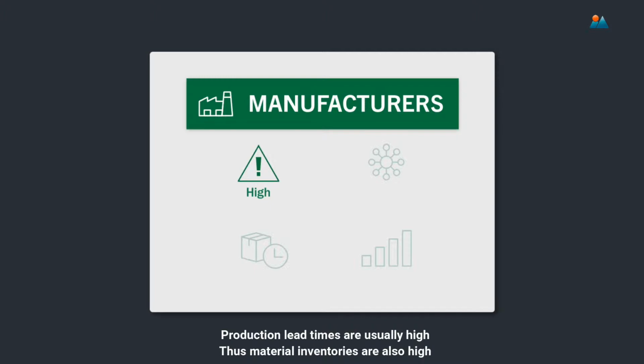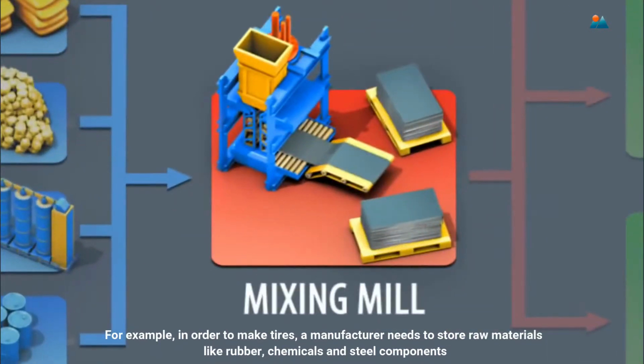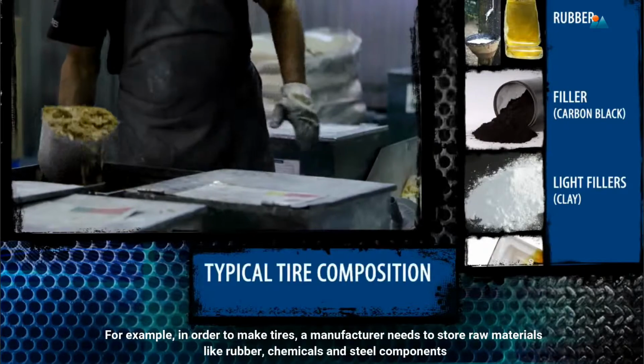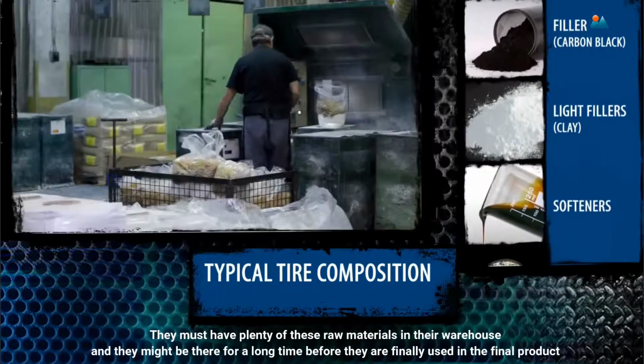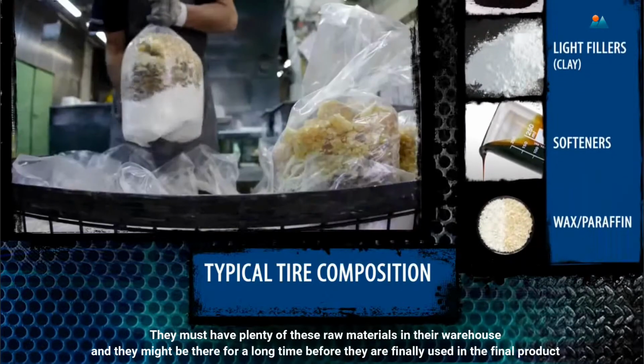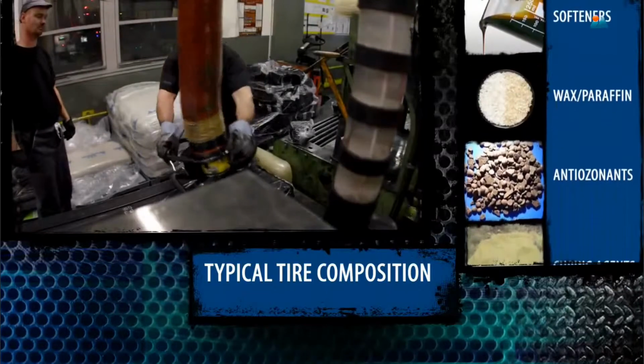Production lead times are usually high, thus material inventories are also high. For example, in order to make tires, a manufacturer needs to store raw materials like rubber, chemicals, and steel components. They must have plenty of these raw materials in their warehouse, and they might be there for a long time before they are finally used in the final product.